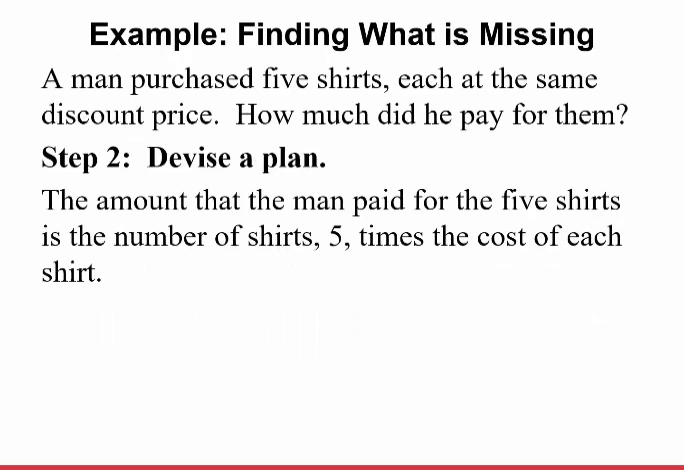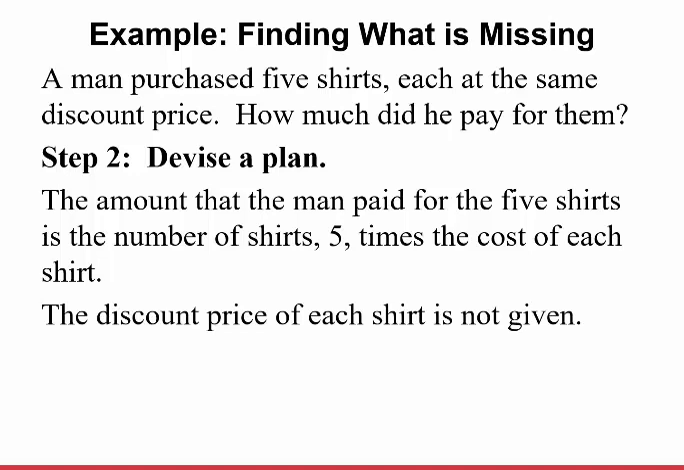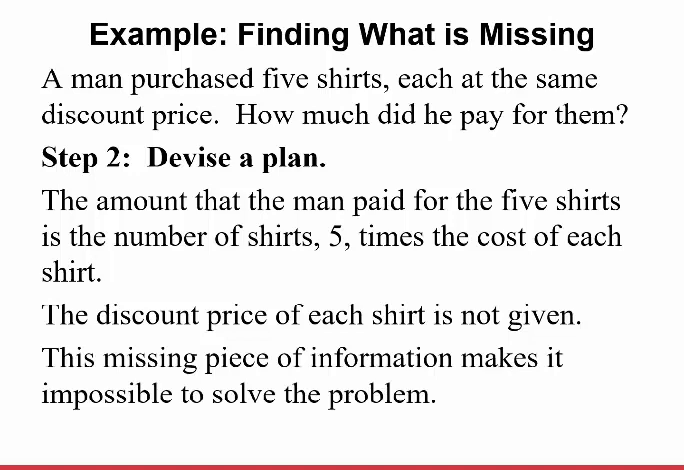Okay, devise a plan. The amount that the man paid for the 5 shirts is the number of shirts, 5, times the cost of each shirt. For example, if the shirts cost $20, 20 times 5, you spend $100. But the discount price of the shirt is not given. So the missing piece of information makes it impossible to solve this problem. I don't know how much he paid per shirt. So right there I can just say, look, this problem isn't going to work out.